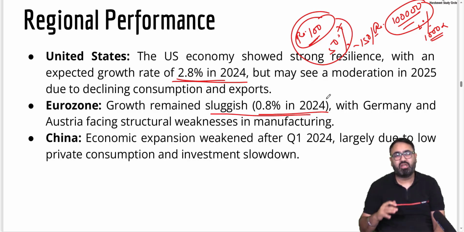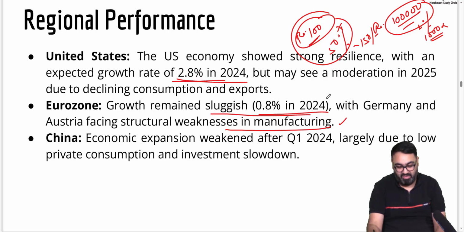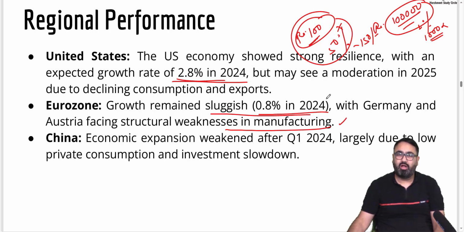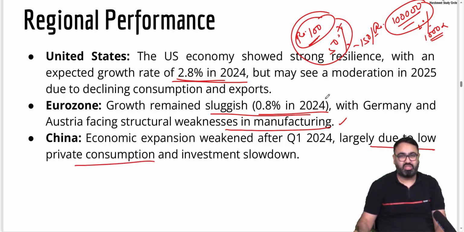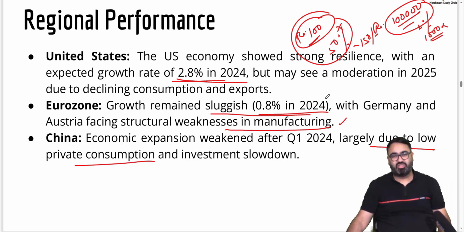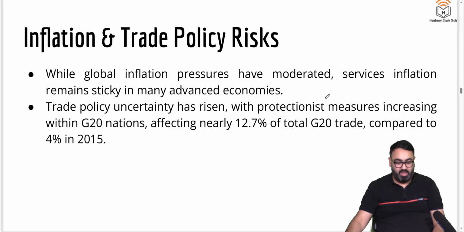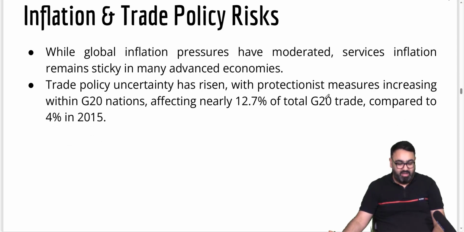Germany, that has been the major driver of European growth in the past 2 decades, it is slowing down because of weakness in manufacturing. China also, their manufacturing has been slowing down as per the economic survey. It says that there is low private consumption because there is a downward trend in the population in China also that we are seeing, because of which the private consumption, local people are not buying as much as they used to, and the investments also are slowing down. Similarly, at the global level, there are inflation pressures also that have moderated. The inflation is not as high as it used to be.